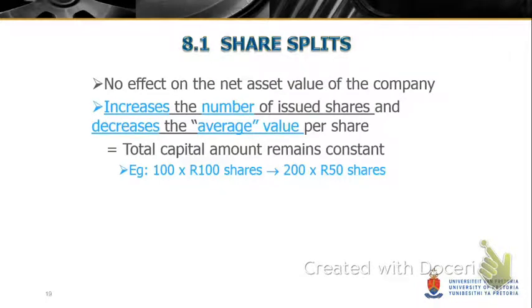Right, a share split. There's no effect on the net asset value of the company, but it increases the number of shares that was issued, and therefore it decreases the average value per share. So as you can see in that example, if you had 100 shares worth 100 rands, you now have 200 shares and they are worth 50 rands each. So in total, you still have the same value. 100 times 100 is 10,000. 200 times 50 is 10,000. So you still have the same total value, but per share the value is now different.